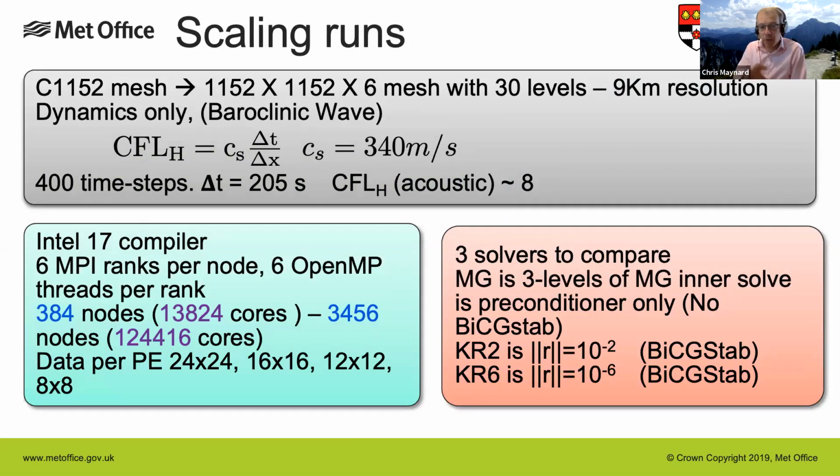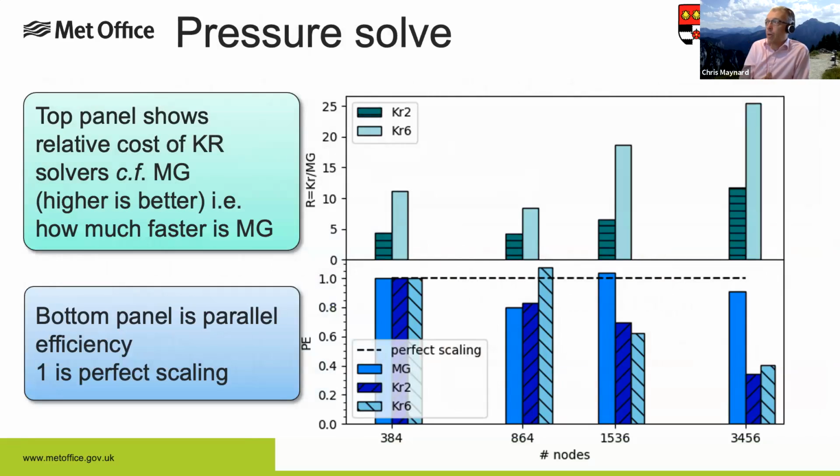This is running the dynamics only with a quite large time step, again on the Cray XC40 with 6 MPI ranks per node and 6 OpenMP threads. We scale out to 3,500 nodes, so that's 124,000 cores. The problem size per parallel element gets down to quite small here, to only 8 by 8. We're going to compare 2 Krylov subspace solvers to the multi-grid solver, and we can look at the cost of doing that.